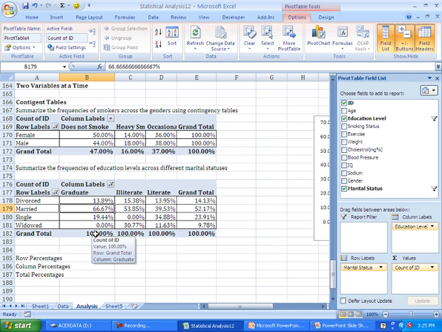66.67% of the graduates are married, whereas 53.85% of the illiterates are married. So we can very well draw different conclusions by looking at the percentage of the row totals as well as the percentage of the column totals.